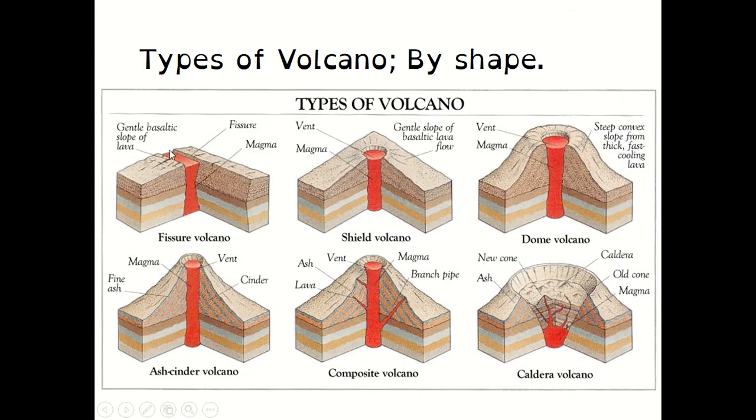Basaltic lava is more likely to give you fissure style and shield volcanoes. Okay, runny magma, they'll be very wide. These are like the fountains of lava that come out. And then we begin to move to your more andesitic, which is your ash cinder composite dome as well. Caldera tends to be associated with acidic rhyolitic lava as well. So that's by the type of volcano, that's by their shape.